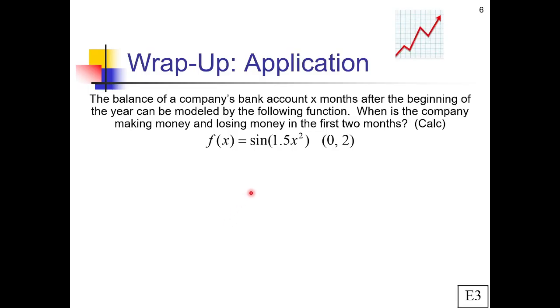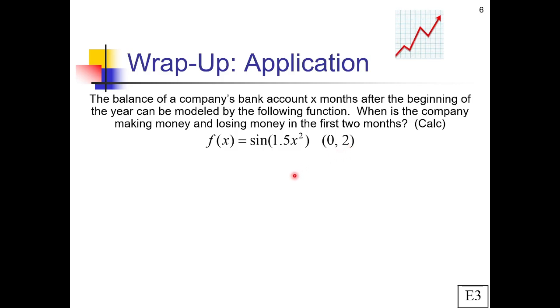For our last problem, we're going to combine a real-life problem with a little calculator fun. So we have the balance of a company's bank account x months after the beginning of the month being modeled by this f of x function down here. So we have some kind of quadratic inside a trig function. That should be fun. We want to know when the company is making money and losing money in the first 2 months. So as a numerical math problem, we're basically asking, where is f increasing, where is f decreasing over this interval from 0 to 2?